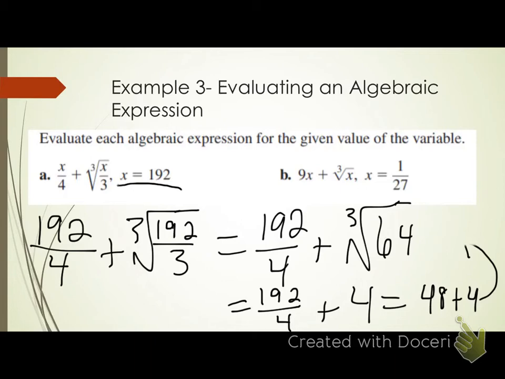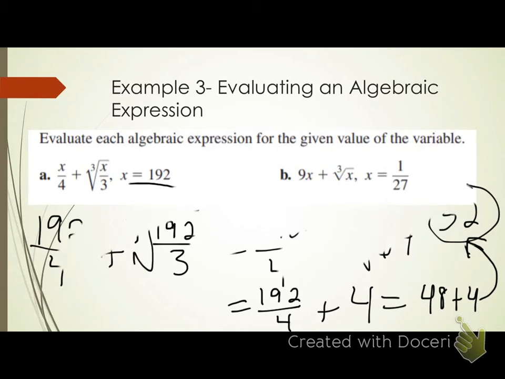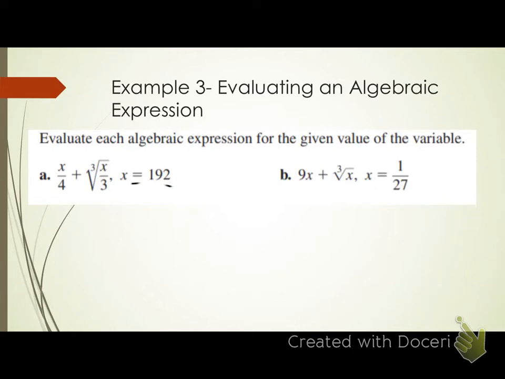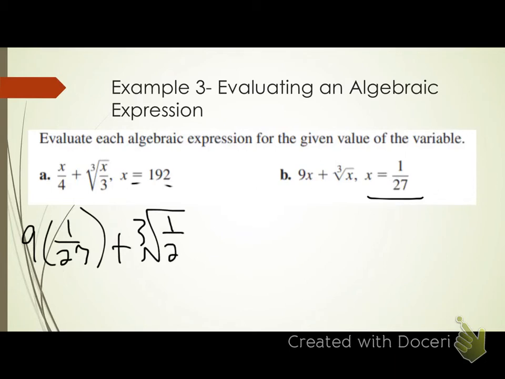52. We just plugged in our x value and used our order of operations to work it down. So let's look at letter B. 9x plus the cube root of x. Once again, I just need to plug in 1 over 27 in for x because x equals 1 over 27. So I get 9 times 1 over 27 plus the cube root of 1 over 27.